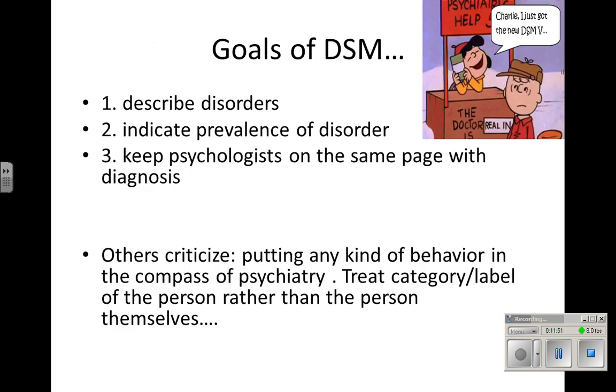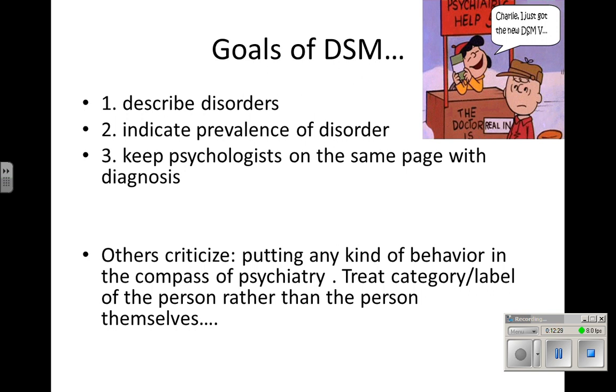The goals of the DSM-5 and why we have it are, one, first and foremost, to describe and define different disorders. We need to know this in order to treat people. Finally, to indicate the prevalence of the disorder. How common is it within our society today? And also to keep psychologists on the same page with their diagnosis, so that you try to eliminate misdiagnosis from one psychologist to the next. One doctor may say you have this, another may say you have that, another may say you don't have anything. Well, if they're all using the same manual, then they should all come out with the same diagnoses.